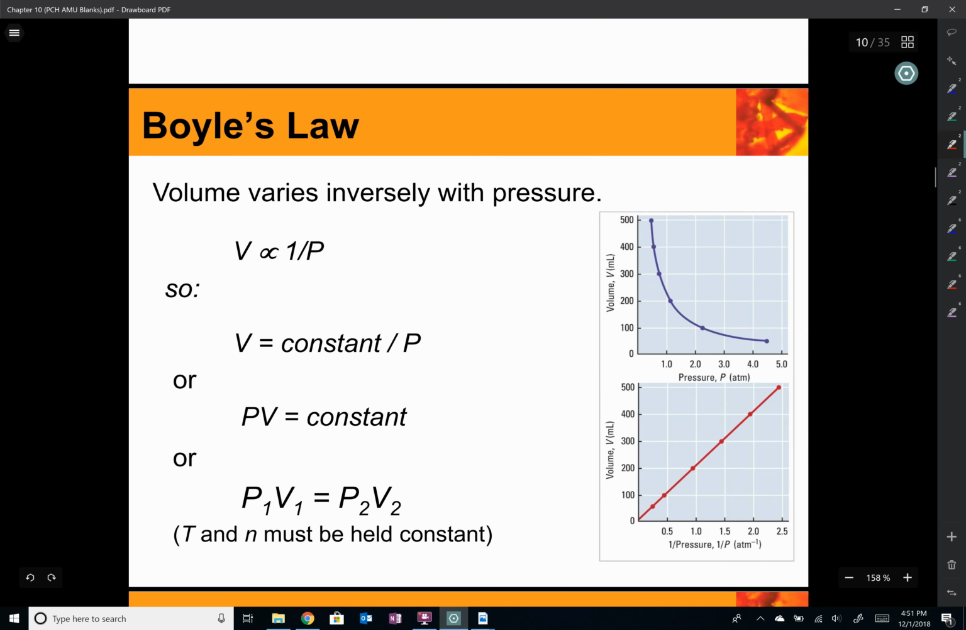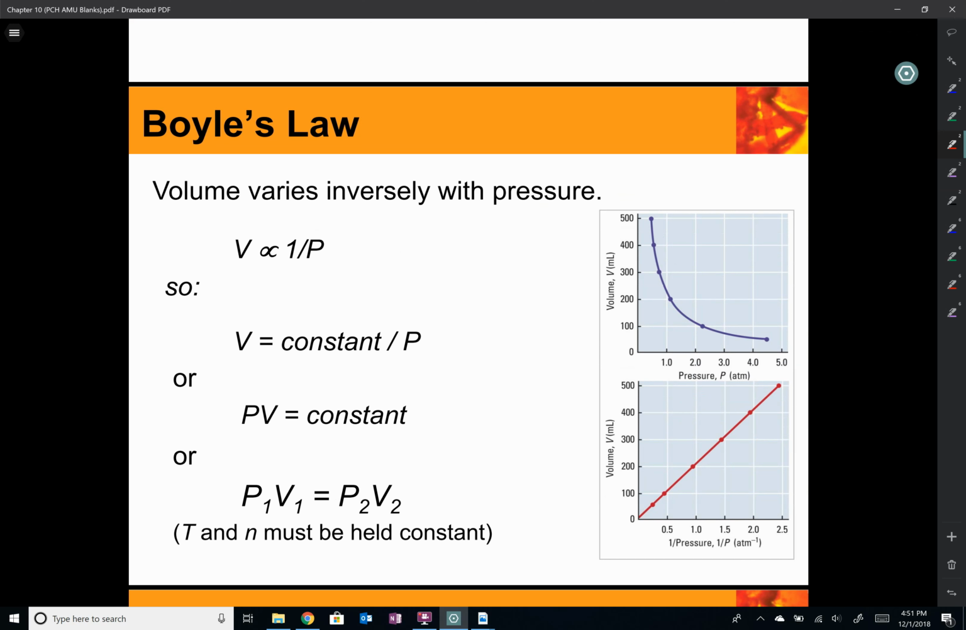All right. First law that we talk about is something called Boyle's Law. And Boyle's Law basically states that volume varies inversely with pressure. So again, we see that volume is proportional to the inverse of pressure. Volume is proportional to 1 over pressure. And if we do a little bit of rearrangement, some subtle math, we get to an important law, where P1 V1 equals P2 V2.